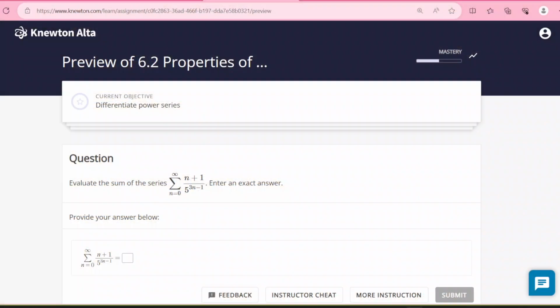So back to our problem. All right, so we're differentiating power series again, and it says evaluate the sum of the series. Enter an exact answer. All right. So again, like in pretty much every problem we've seen in this video, we're going to start off using what we know about a geometric series.